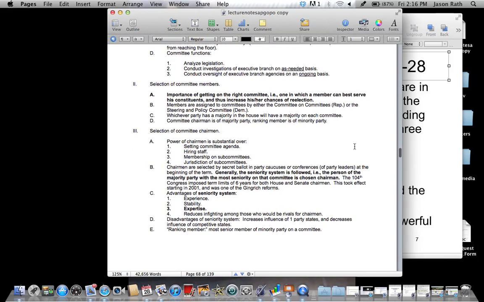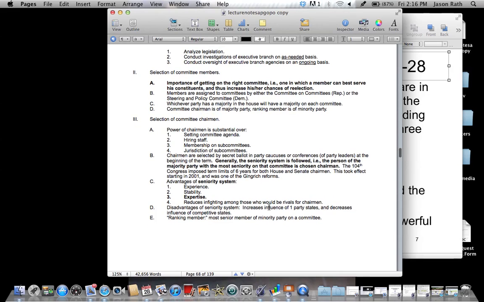Now, how do you select the committee chair? And what powers do they have? The power of a chairman is substantial over setting the committee agenda, hiring staff, membership on subcommittees, and jurisdiction of subcommittees, what they can and can't do.